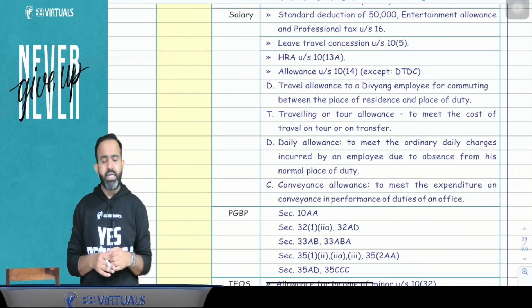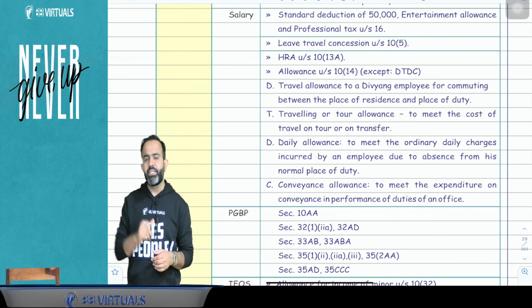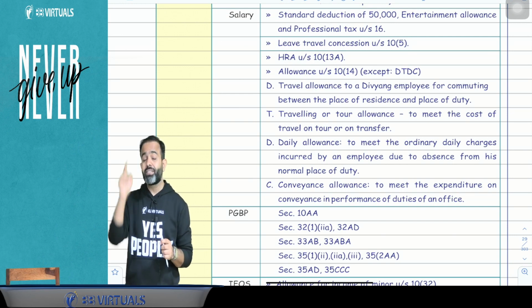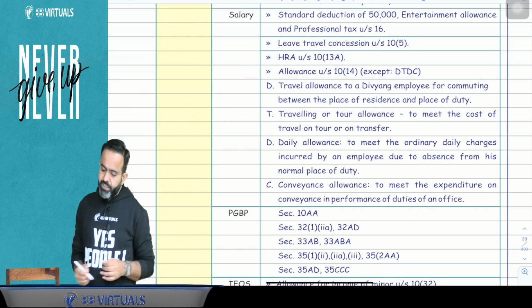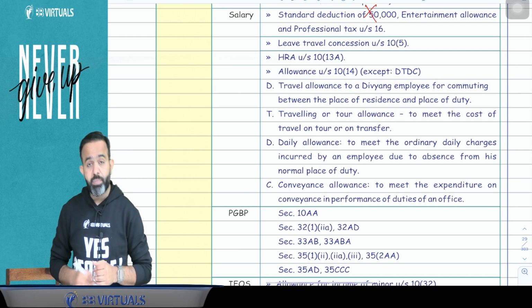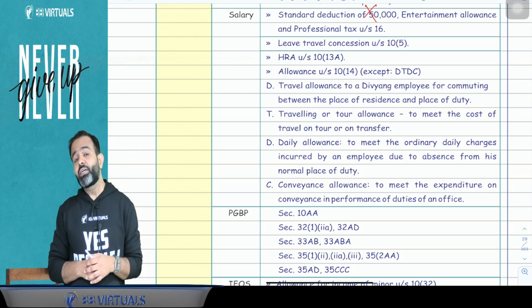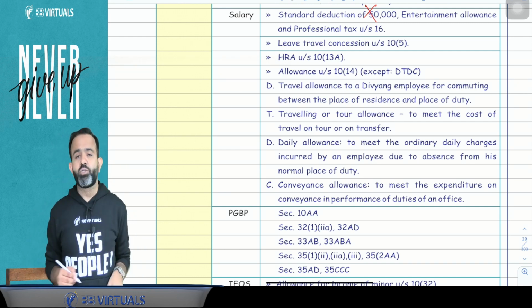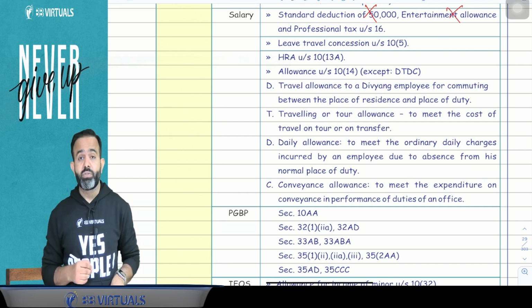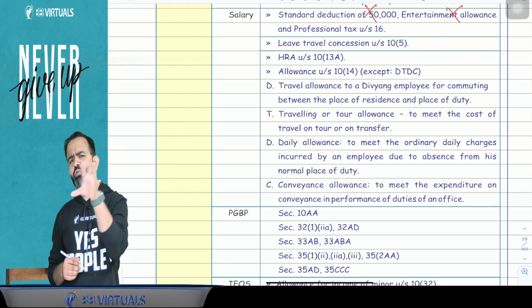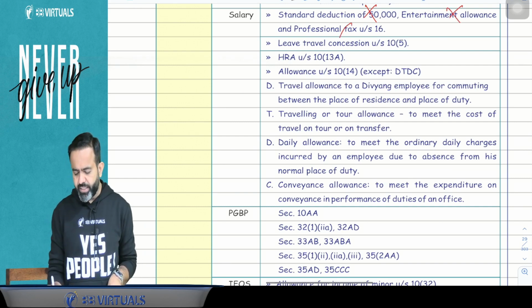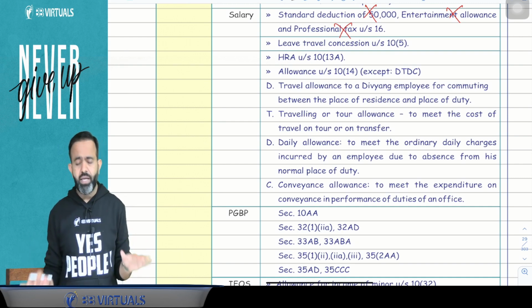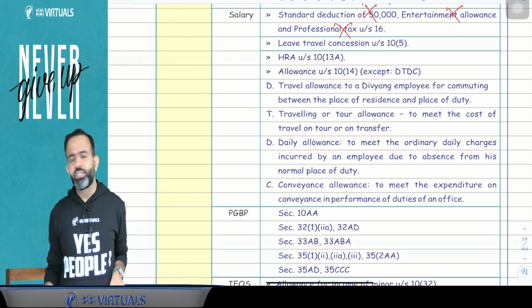One is the salary. Under the head salary, under section 16, you know that there are three types of deduction. One is the standard deduction of 50,000. That standard deduction of 50,000 rupees is not applicable. After that, entertainment allowance deduction is available to government employees. That entertainment allowance deduction is not available, as well as the professional tax deduction. That professional tax deduction is not available if the assessee follows the new taxation regime.